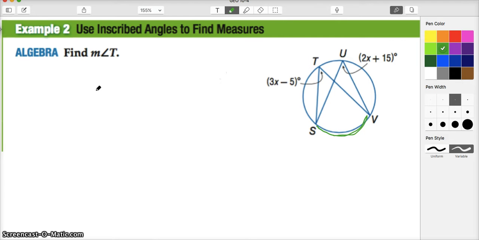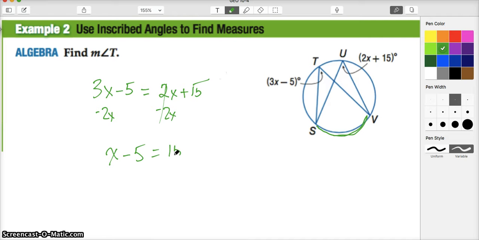So I'm going to start off with the premise that angle STV is equivalent to angle SUV. Therefore, 3x minus 5 has to equal 2x plus 15. And then we have some run-of-the-mill regular old algebra here to work on. And when I do that, I get not 2x, my bad. It's so easy, I got it wrong, right? X minus 5 is equal to 15.